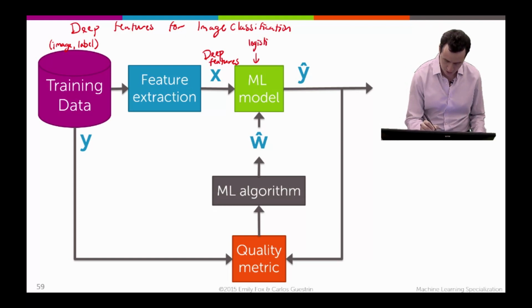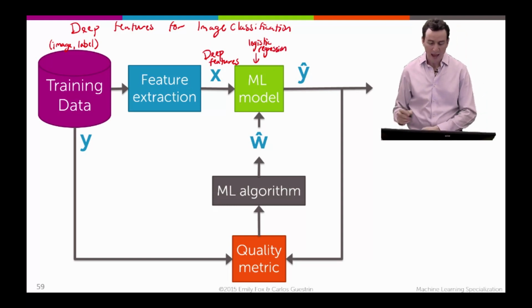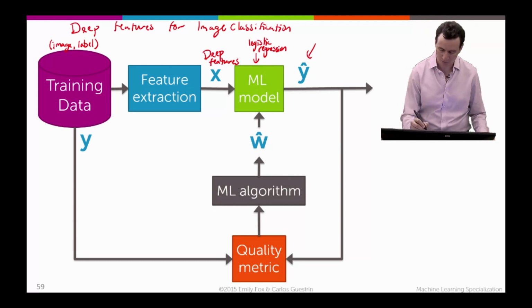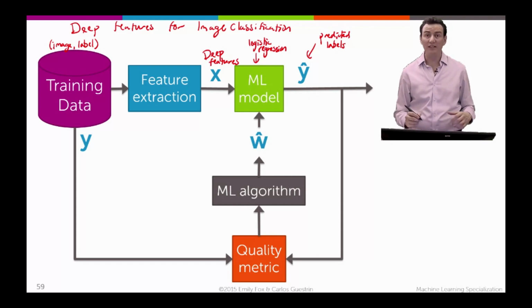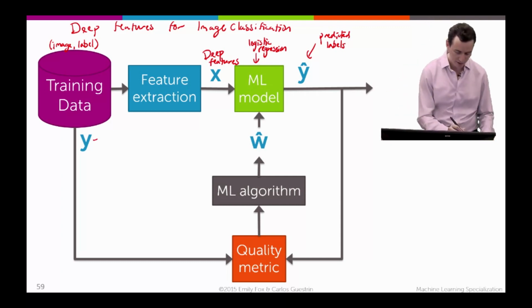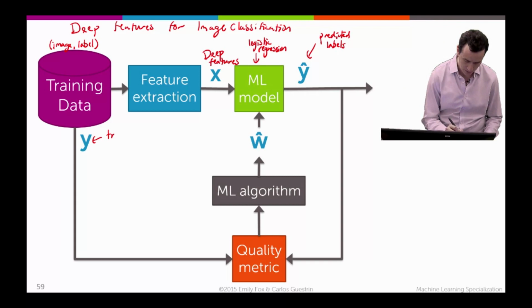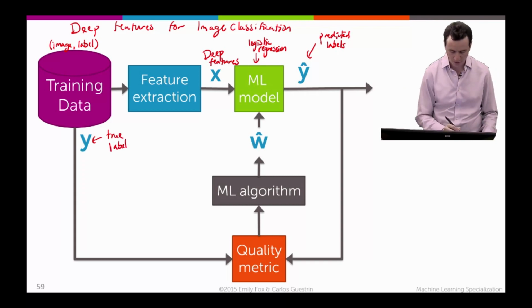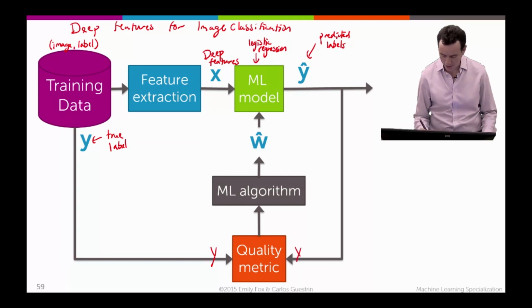Say logistic regression as an example. And the output is our predicted labels. We're going to feed in our predicted labels y hat and the true labels y into our measure of quality. So y and y hat.